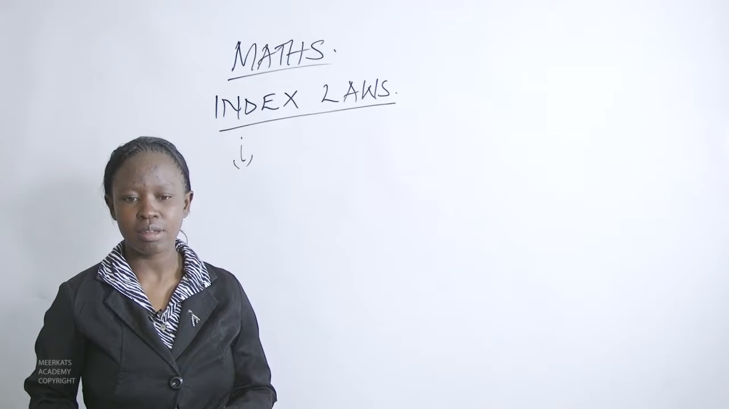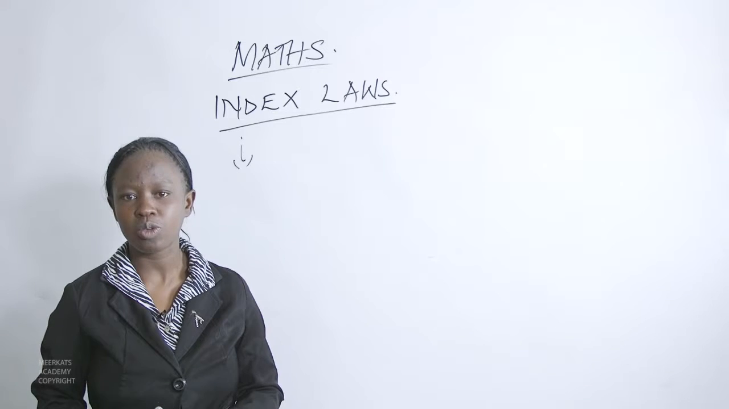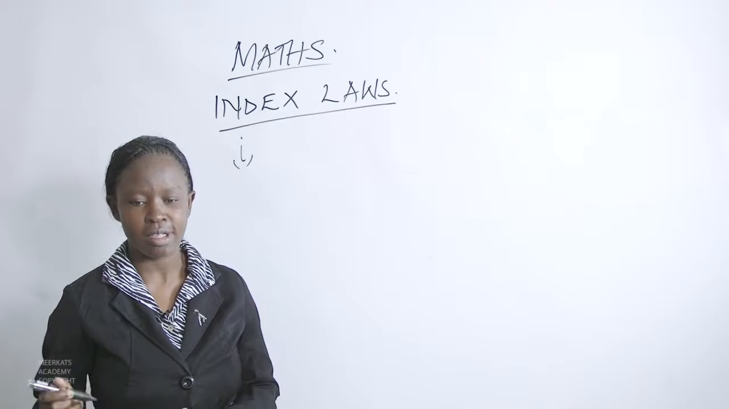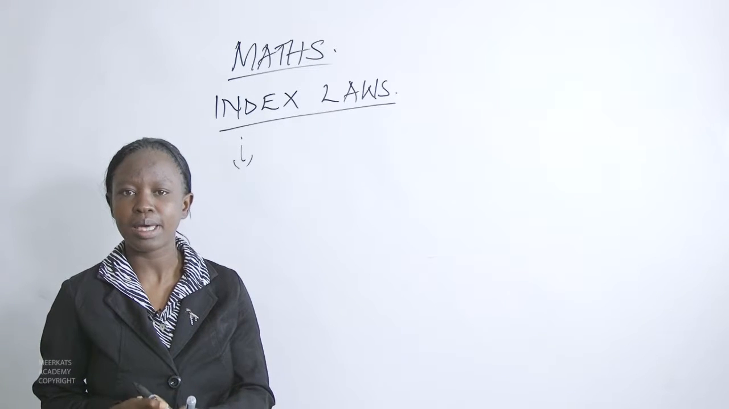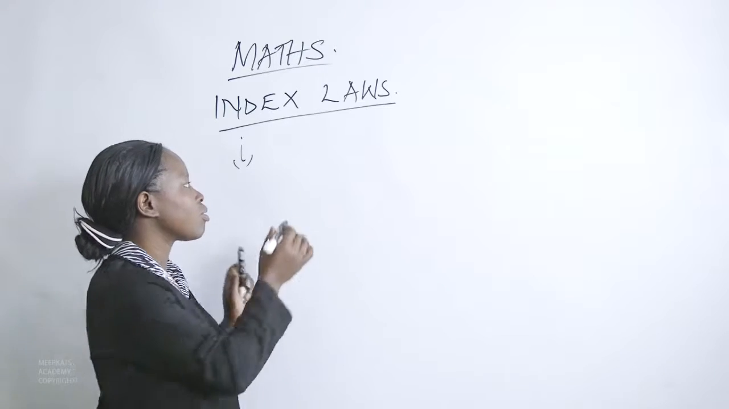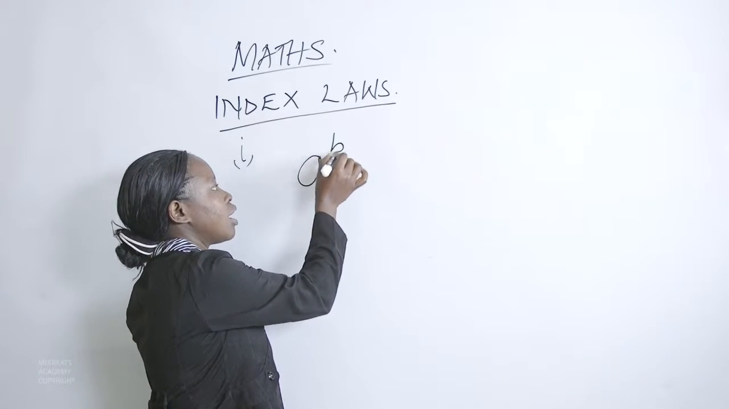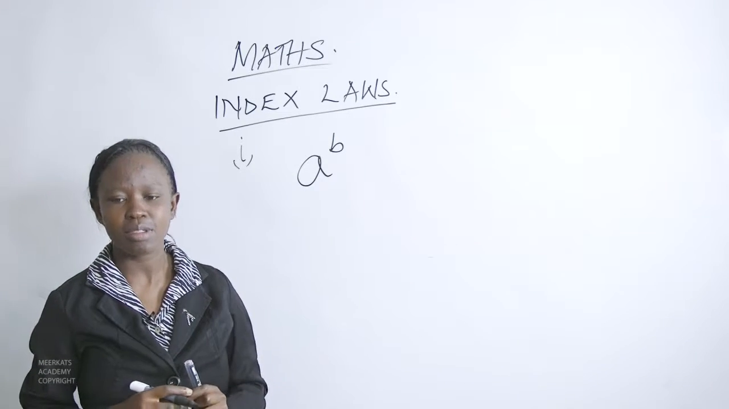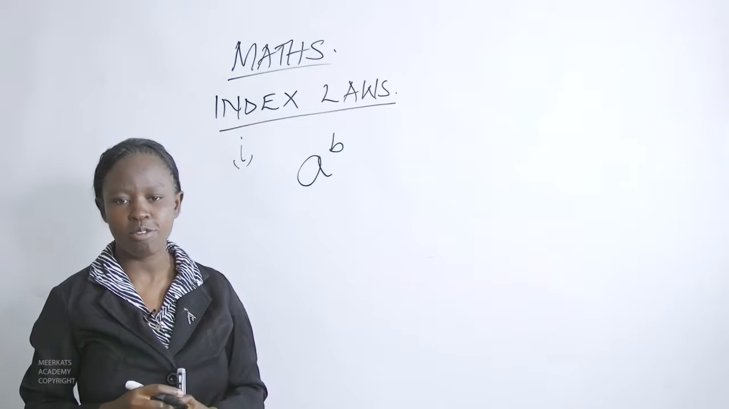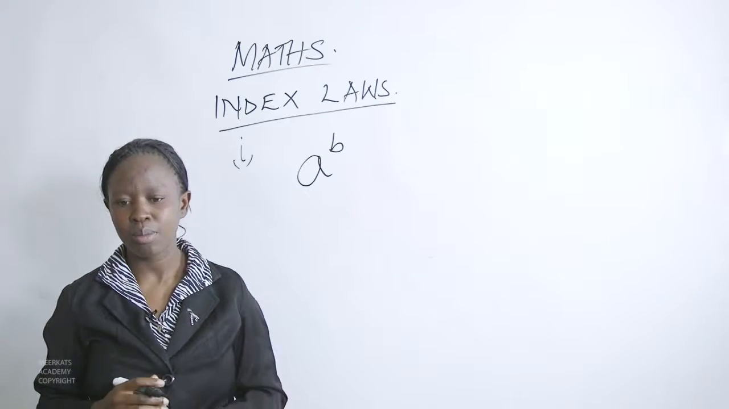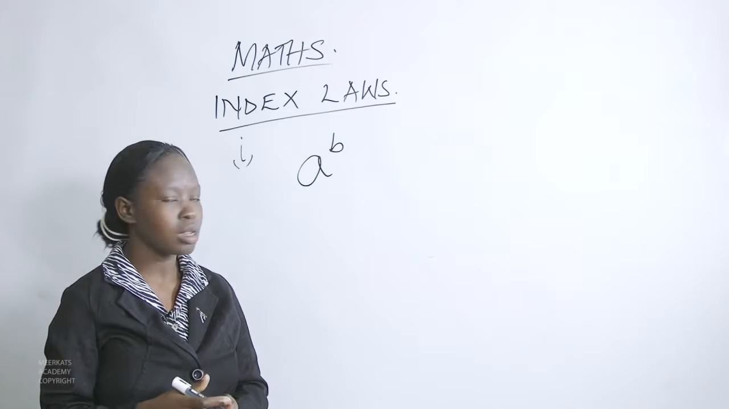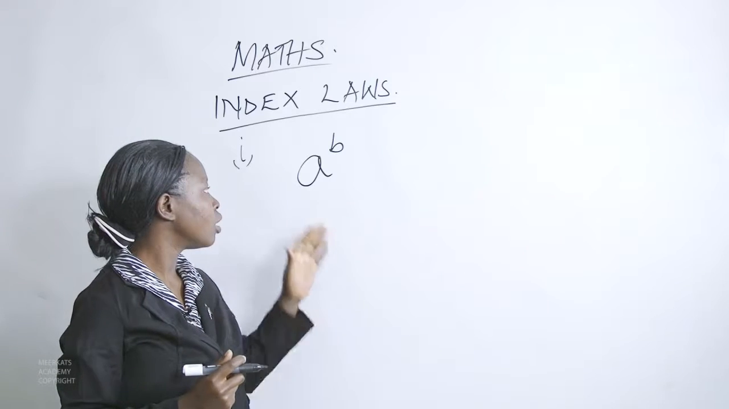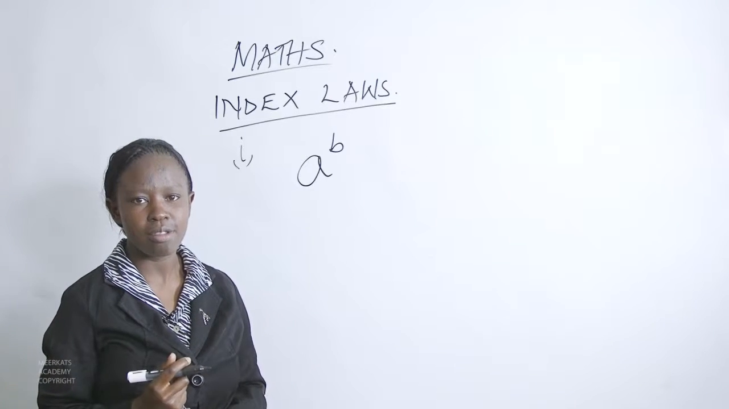Previously, we looked at the introduction to indices and we defined what an index number is. When you are writing a number in index form, it means you have a base and a power. For instance, if I have a to the power of b, then my number is in index form. When you are dealing with multiplication and division, there are laws that are applied when we have a number in index form.